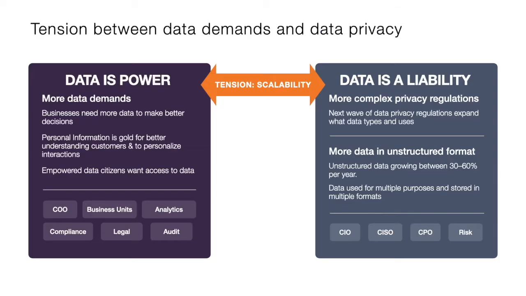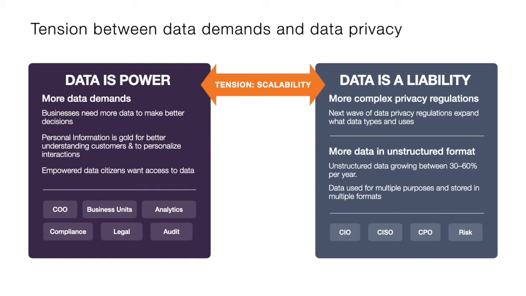So why is it so difficult for organizations to meet these growing regulatory and privacy ecosystem challenges? A lot of it comes down to a struggle between two sides of an organization. One side looks upon data as a source of power, and these include folks in operations, business analytics, etc., which seek to analyze data to propel the business forward, in addition to folks in legal and audit who see it as their responsibility to retain data for their core mission.